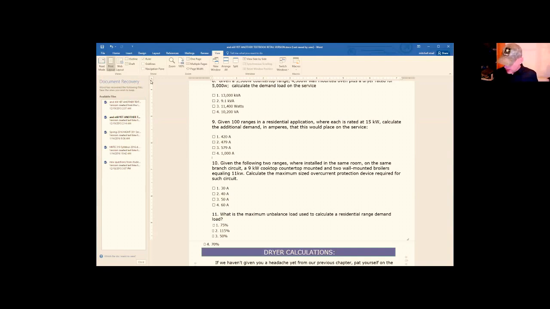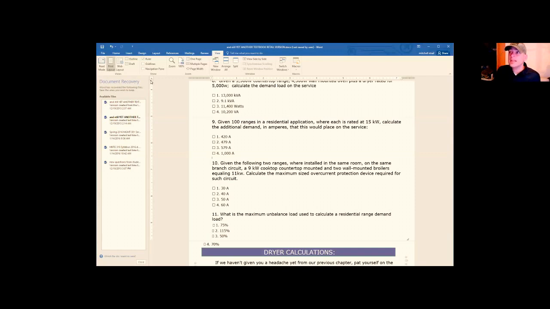Now on page, let's see if I can find this real fast. On page 57 of your code book, under Article 210.19(A)(3). Page 57, yes sir. The very bottom right-hand column where it says note 3, household ranges and cooking appliances. There's a rule here that says for ranges of 8 3/4 kW or more, the minimum branch circuit rating is going to be 40 amps.